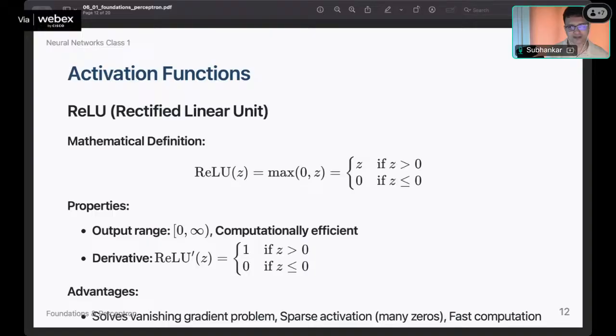So there are other methods that are used. There's something called a leaky ReLU. I will talk to you about this a little bit later when we come to that. But for most new neural networks, ReLU is a fine activation function to start with.